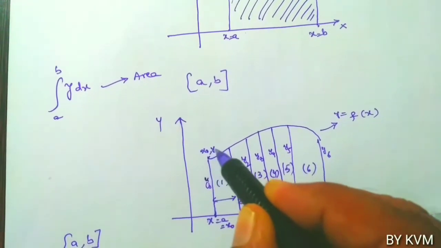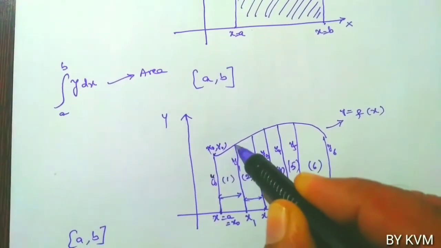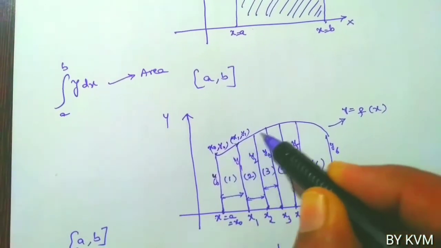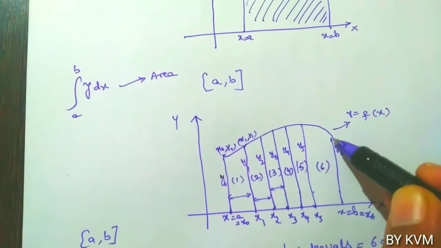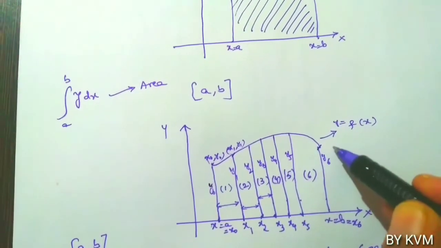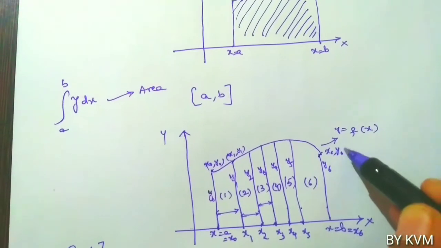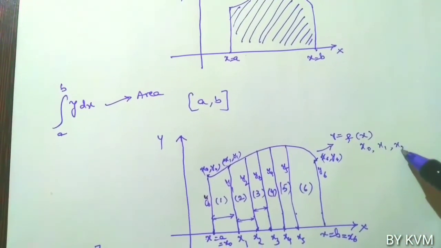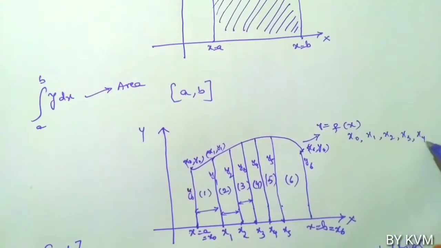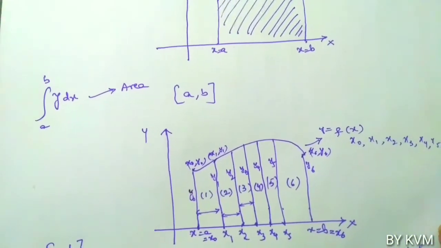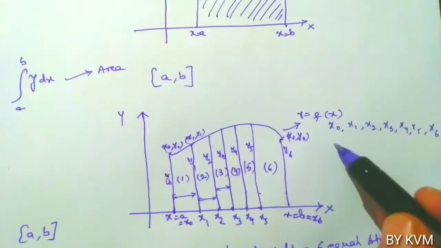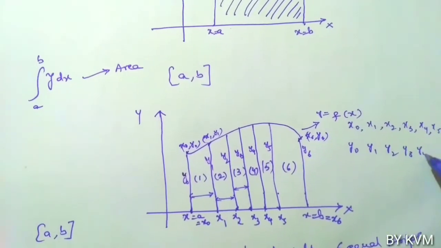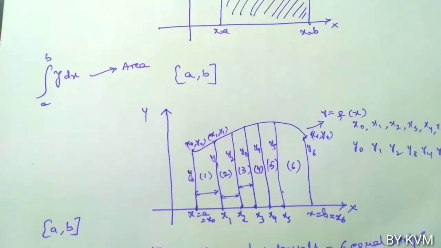So this is x0, y0, and here it is x1, y1, and it continues, and this point is x6, y6. So for each x value, that is x0, x1, x2, x3, x4, x5, x6, we get the corresponding y values, that is y0, y1, y2, y3, y4, y5, y6.